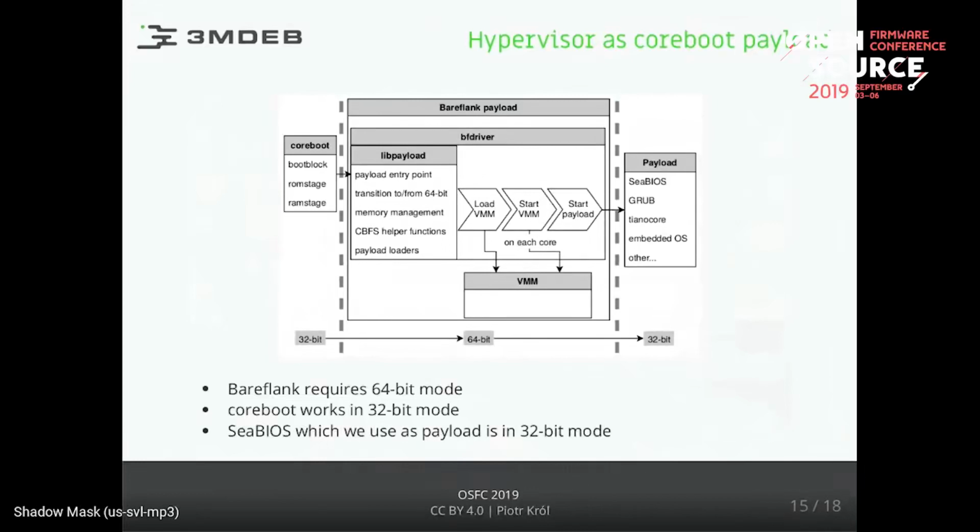The other problem that we had to solve here is switching from 32 bits to 64-bit, and then, if needed by the payload, switching back to 32 bits. For example, CBIOS is 32 bits, so we have to switch back. And this kind of game had to be implemented.